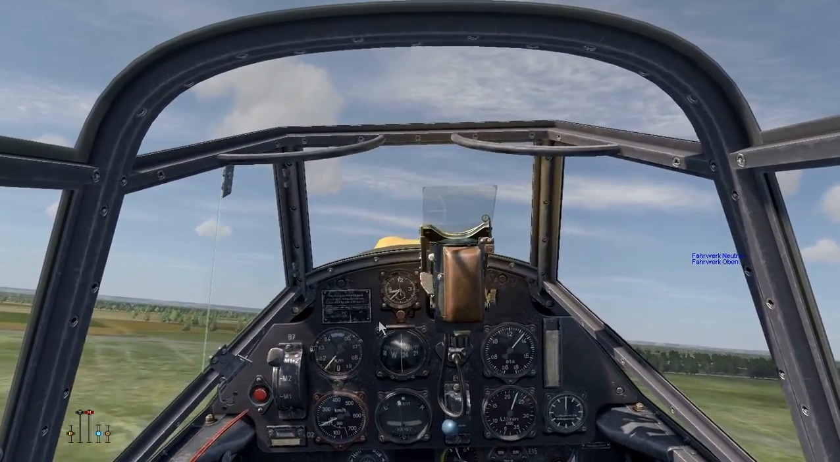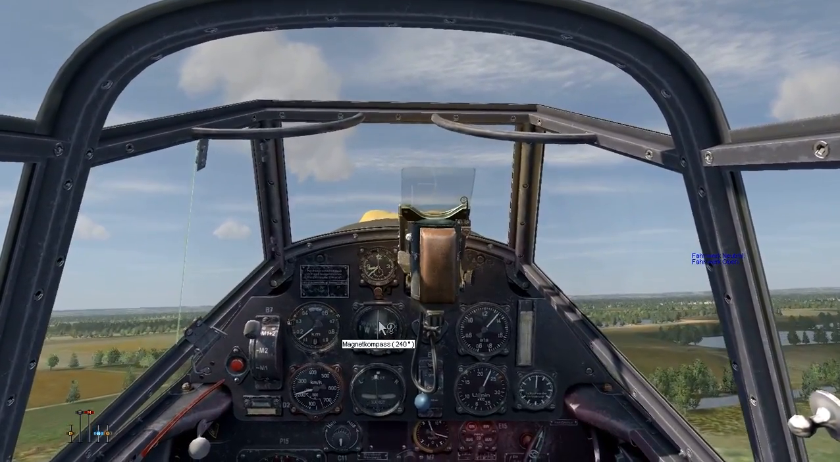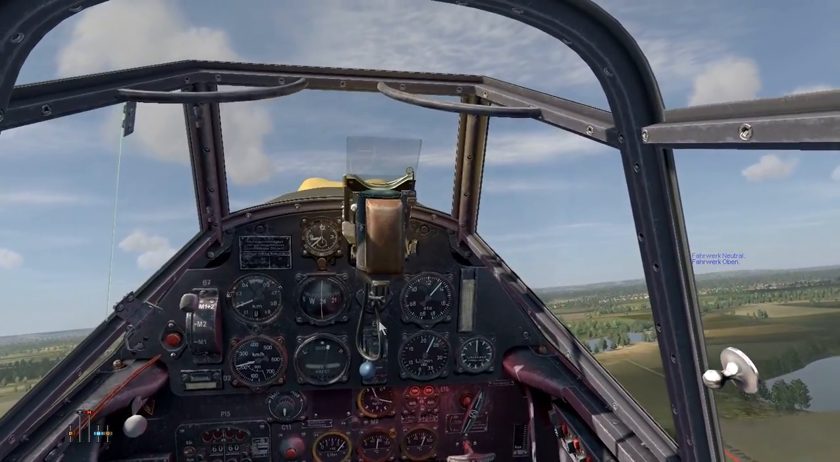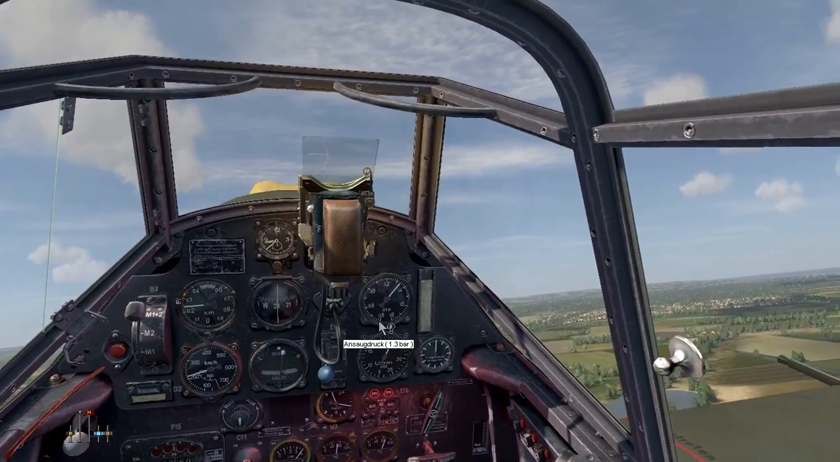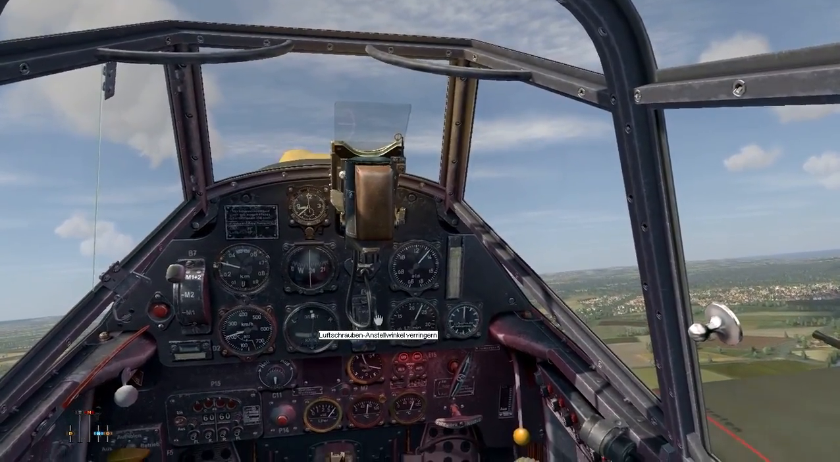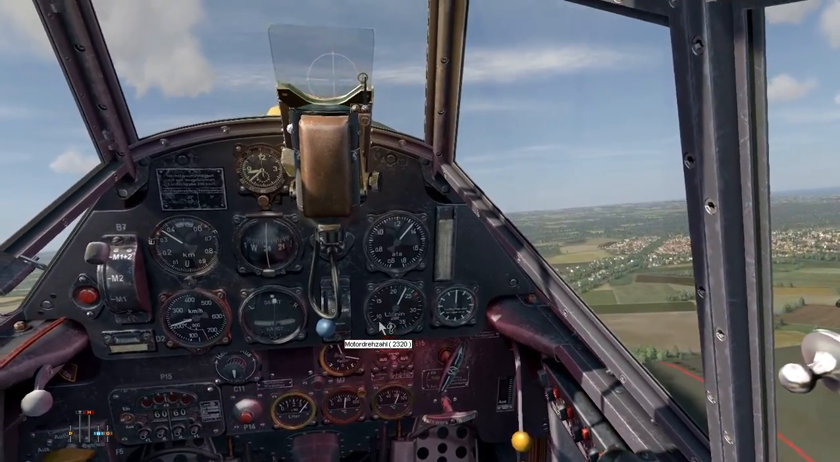And now that I'm in a climbing situation, I want to have a low prop pitch. So I want to have it at 12 o'clock. When I'm climbing very high, very fast and very hard, you need the prop pitch to be like it is now. See? At 12 o'clock.